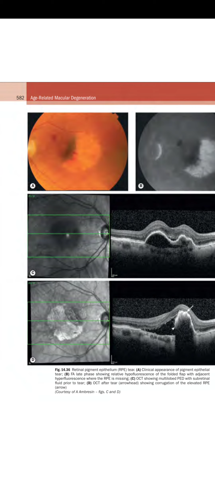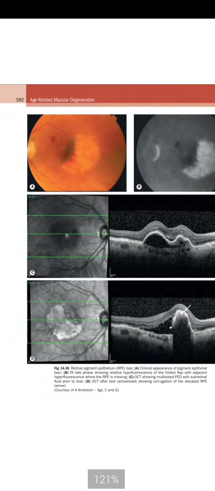OCT showing a multilobulated PED with subretinal fluid prior to the tear. D is showing OCT after the tear, and shows corrugation of the elevated RPE. So this OCT is showing before the tear, and this is after the tear.